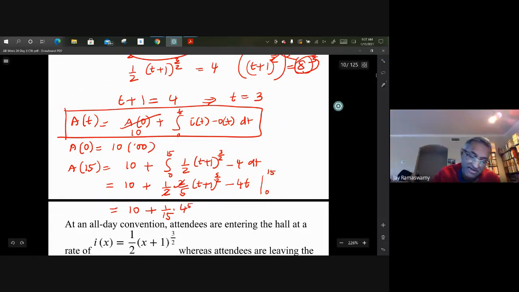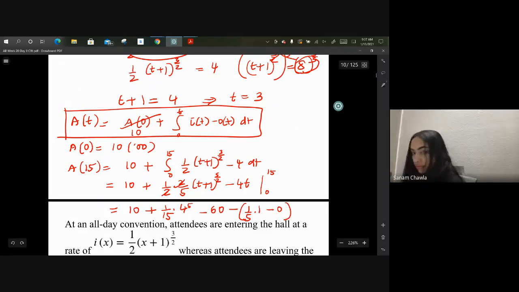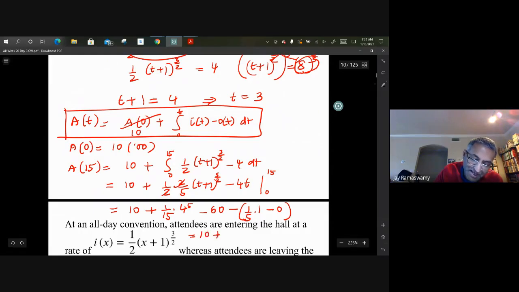Okay. Minus, what's 4 times 15? Negative 60. Negative 60 minus parentheses 1/5. I hope you're with me. What's 0 plus 1? 1. What's 1 to the power of anything? 1. Is that minus 0? Yes. Everybody okay there? Final step. That's 10 plus. Now 4 to the power of 5 is 256. I'm doing this in my head. So 256 over 15 minus 60 minus 1 over 5, correct? Yes.